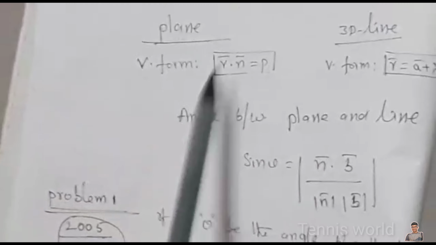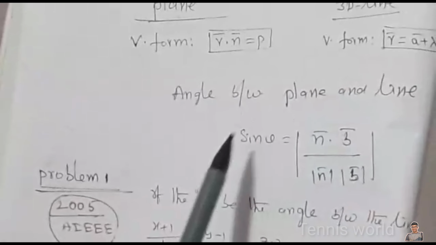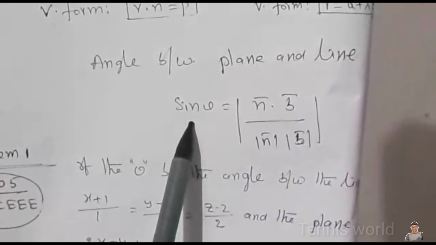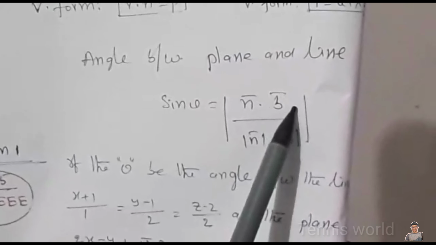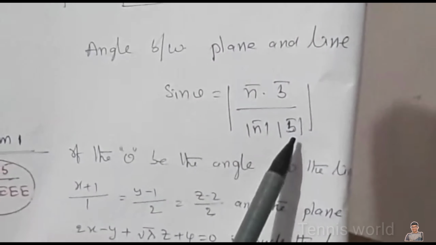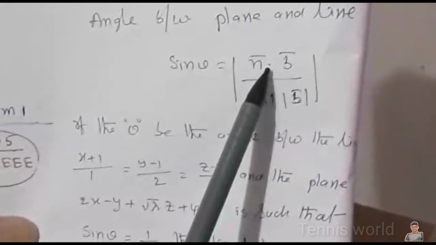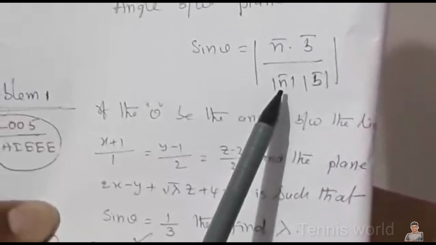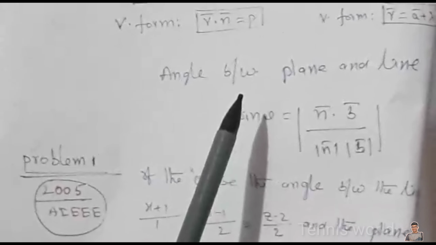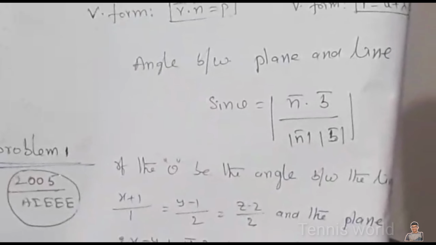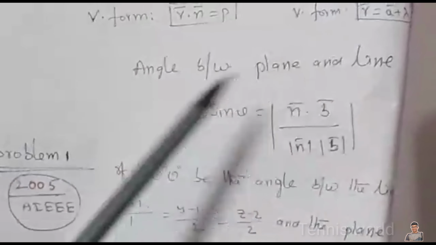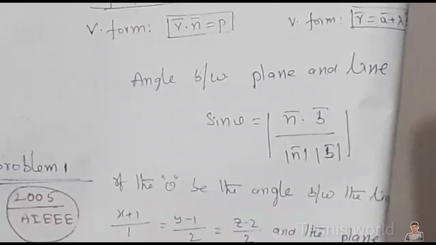Then, when given the two vector forms of the line and the plane, we have the formula to find the angle between them: sin theta is equal to n bar dot b bar by mod of n bar mod of b bar. You know how to find the dot product of n bar and b bar, and you know how to find the mod of any vector, which we already learned in first year Maths 1A. In the next video, we are going to solve problems based on the above concept.